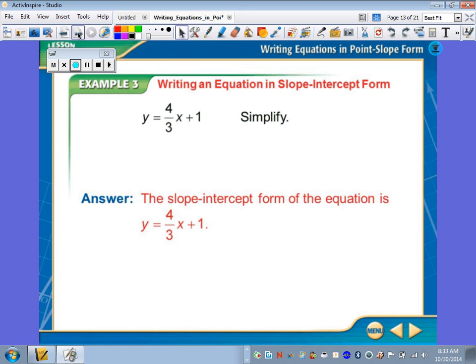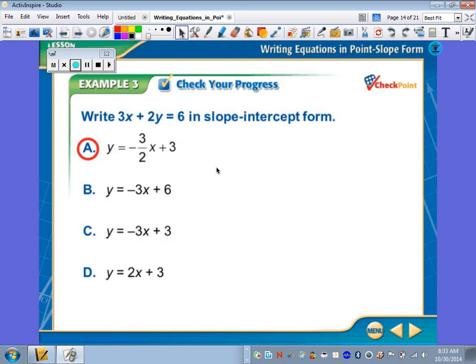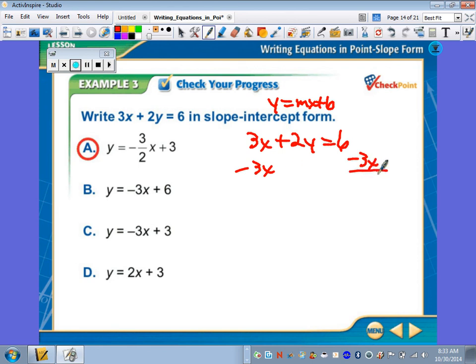All right. Okay, so this one, they want to put it in slope-intercept form, so we are solving for y, okay? Keeping in mind that slope-intercept form is y equals mx plus b. So I'm going to show you how they got the answer that they got. So you're going to subtract 3x from both sides, okay? So you're going to have 2y equals negative 3x plus 6. I always write the x term first, okay?